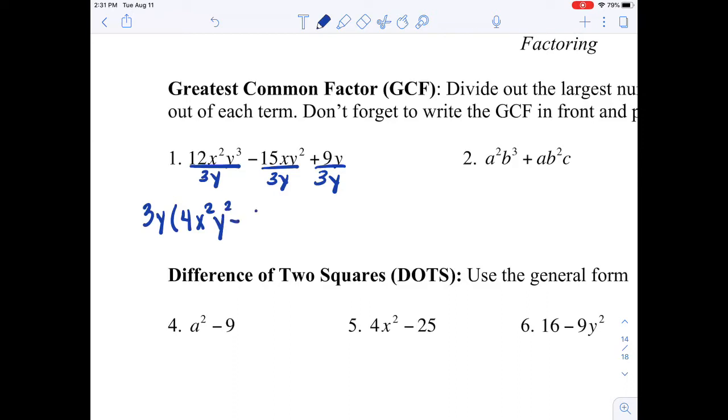So then that comes out to be 5. There's nothing to divide with x. Y squared divided by y is just y. And then finally, those y's cancel out in the last term. 9 divided by 3 is 3, and that's your final answer.